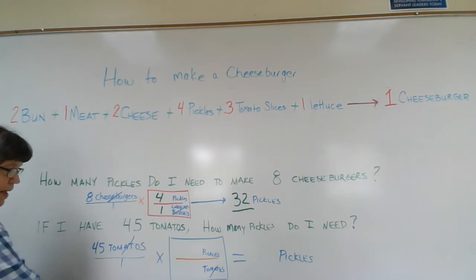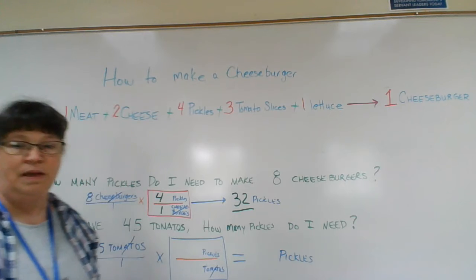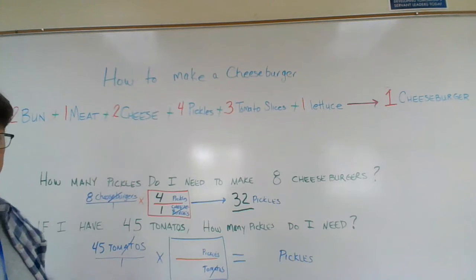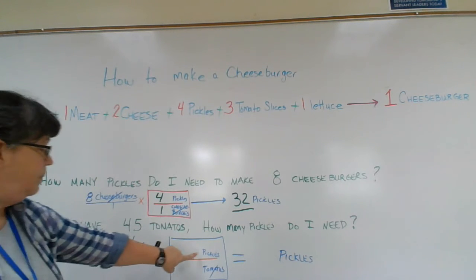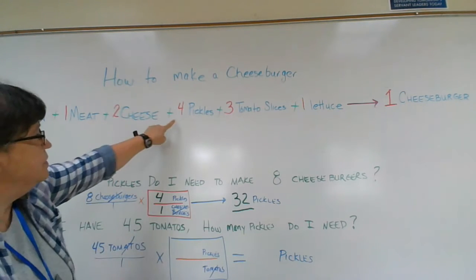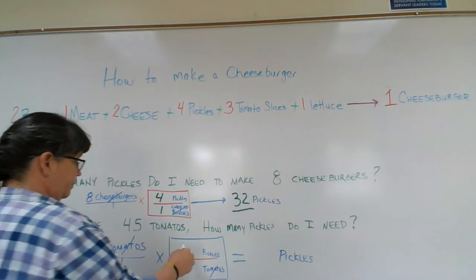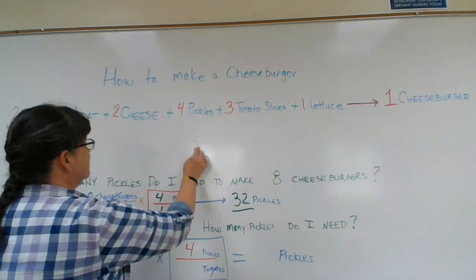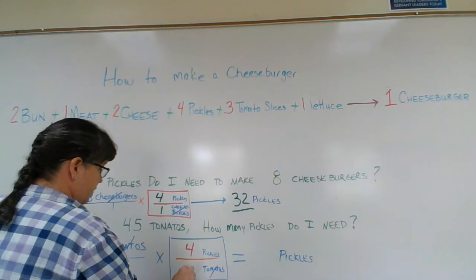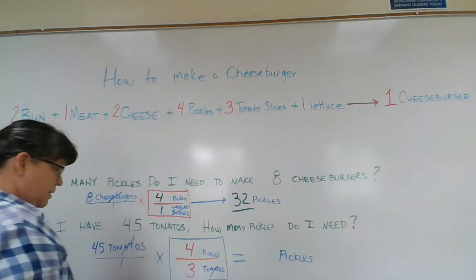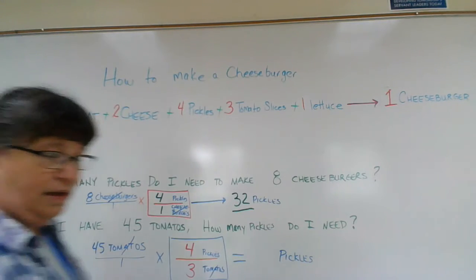We have to look at our balanced equation anytime we have this box. Our balanced equation will tell us what to put in there. So I look at pickles. How many pickles? 4. For every 4 pickles, how many tomatoes? 3. And I simply solve that and get my calculator out.